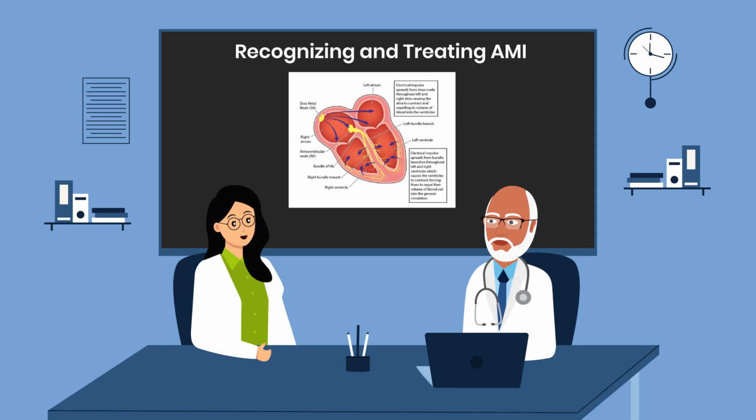Here is the picture of the electrical conduction. Electrical impulse spreads from the sinus node throughout the left and right atria, causing the atria to contract and expel its volume of blood into the ventricles. The electrical impulse spreads from the bundle branch throughout the left and right ventricles, which causes the ventricles to contract, forcing them to expel their volume of blood out into the general circulation.